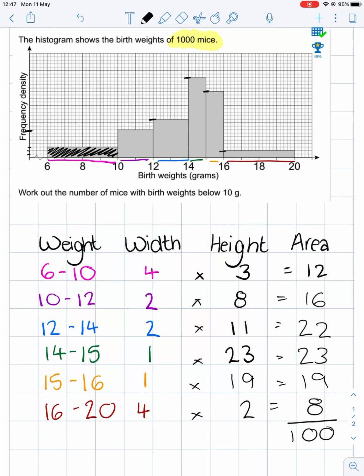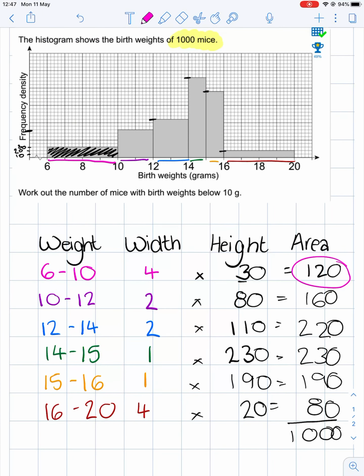So in the first section, instead of having a height of 3, we're going to have a height of 30. We're just going to say that each of these little notches has a value of 10 instead of 1, because we were only guessing that it was 1. We now know it must be 10 each. So instead of 8, the second height is 80, 110, 230, 190 and 20, which would make all of my answers 10 times as big, which would make my total 10 times as big. Knowing all of that, I've now got my answer. The number of mice with birth weights below 10, 120 mice.